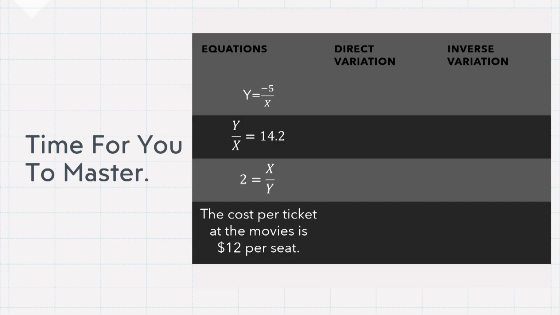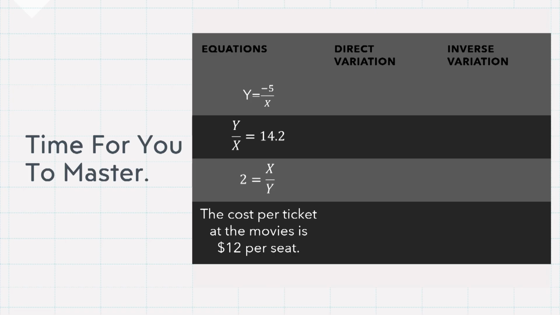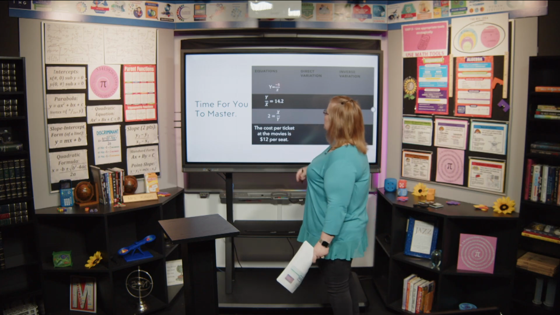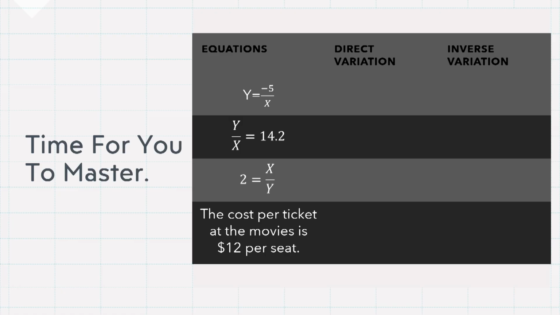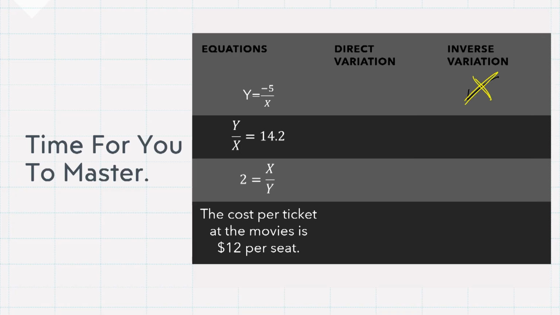Time for you to master. Now what I want you to do here is pause the video. You and your table partner, or you by yourself, work these, answer the questions, and then come back and see what we've got. All right? When I look at this first one, I have my constant of proportionality, which is -5, on top, and my x on the bottom. So what do we say this variation is? Exactly right. It is inverse variation.